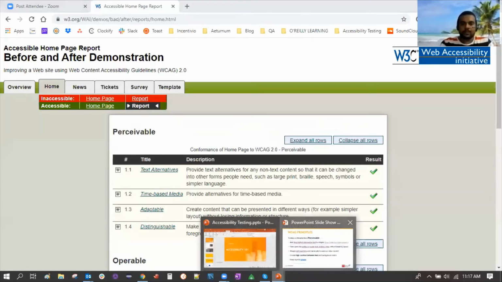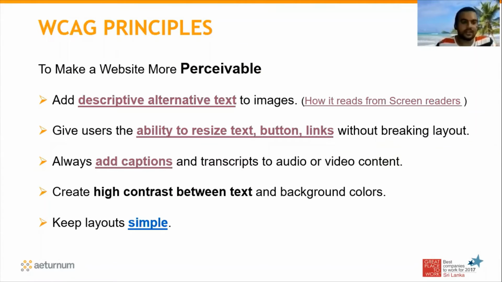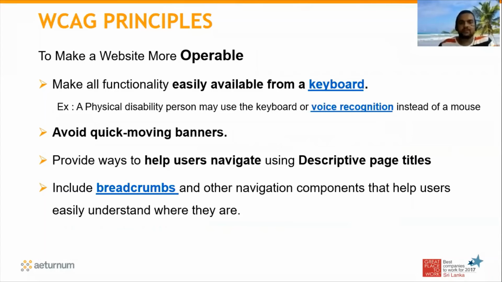Visit w3.org. All right. The next one is create high contrast between text and background colors, keep layout simple. To make the website more operable, the second principle of the WCAG principles, make functionality easily available from a keyboard. I mentioned that earlier, keyboard accessibility. A person with a physical disability may use the keyboard or voice recognition instead of a mouse, for example. There's another video I'll show you related to keyboard accessibility. Those are very short videos.